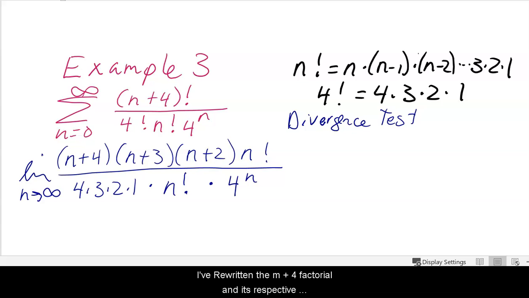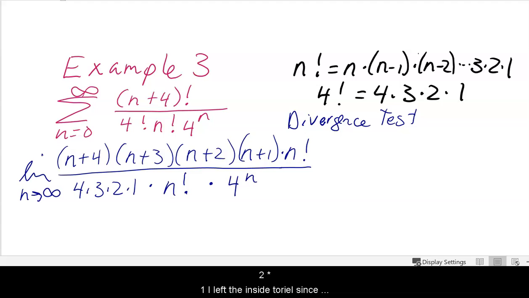I've rewritten the n plus 4 factorial in its respective parts, but it looks like I forgot one, so let's add it in. It should be n plus 4 times n plus 3 times n plus 2, and I'm missing, times n plus 1, and then times n factorial. In the denominator, I rewrote the 4 factorial as 4 times 3 times 2 times 1. I left the n factorial since it's going to cancel with the one out of the numerator, and I left the 4 to the nth as well.